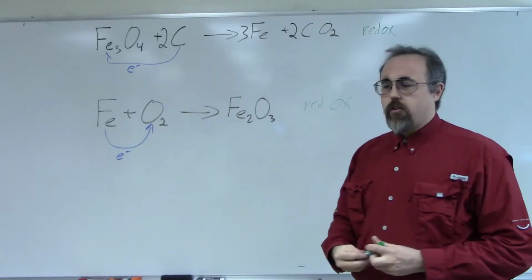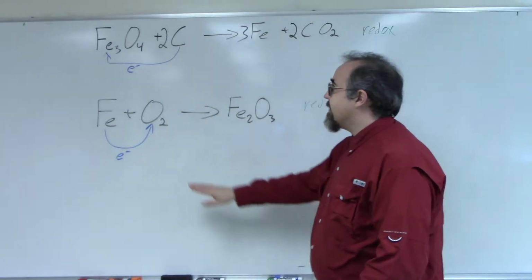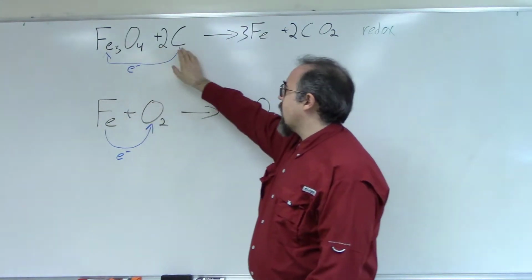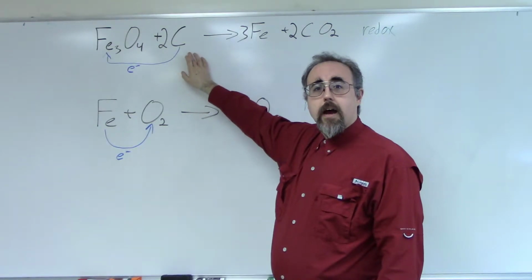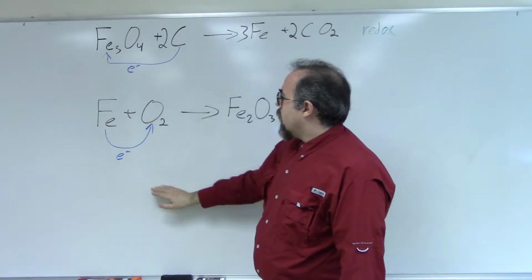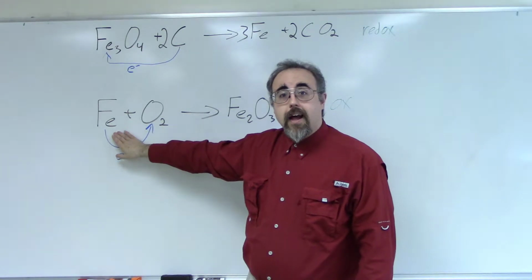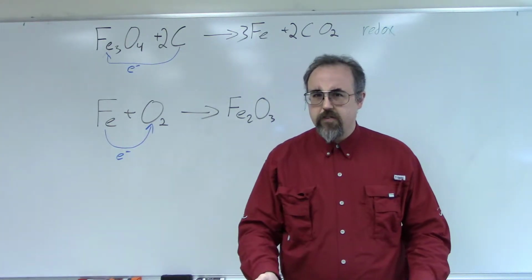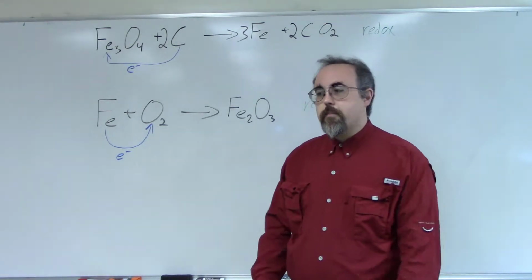A little bit of terminology here. For starters, we can say that the iron is being reduced in this particular reaction, or that the copper is being oxidized. And by copper, I mean carbon. Down here, we can say that iron is being oxidized, or that the oxygen is being reduced. Fairly straightforward. We can change things up, though.